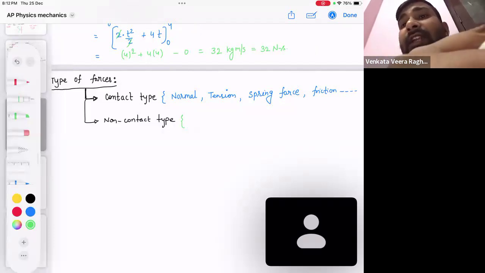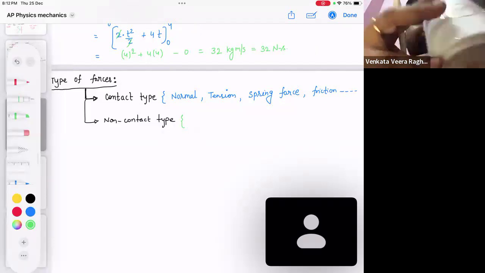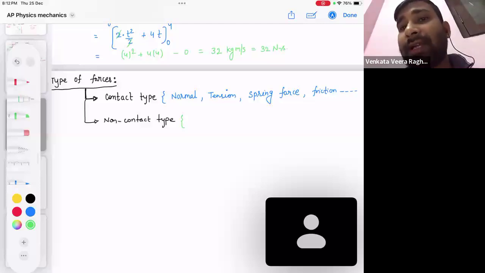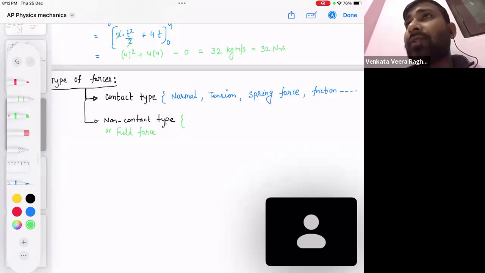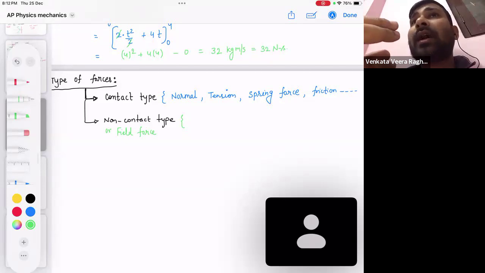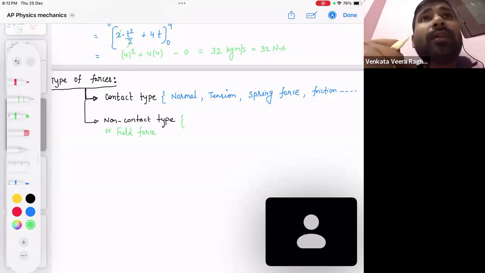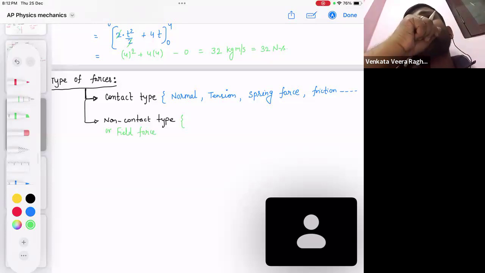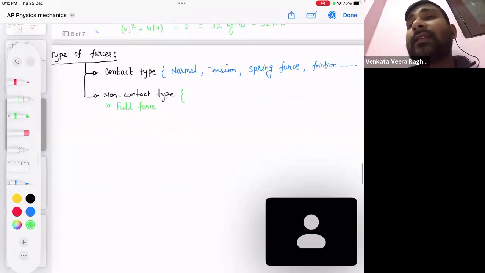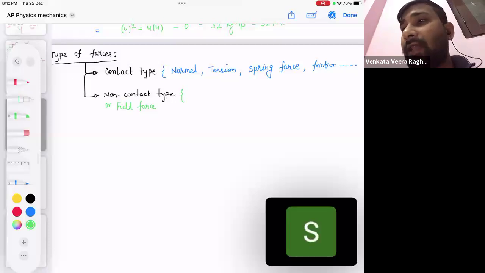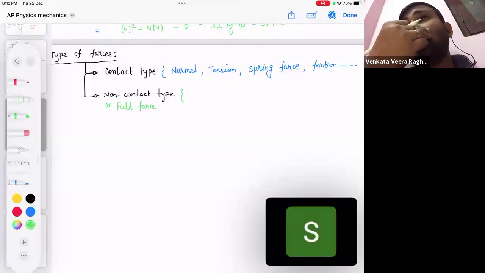Non-contact type force is also called field force. Why is it called field force? Because to apply these types of forces, we don't need contact between the bodies, right? So how do they apply force on each other? When these types of forces arise, they create a field in their surrounding. Understood? And when any other object enters that field, then that object experiences the force due to the other one.